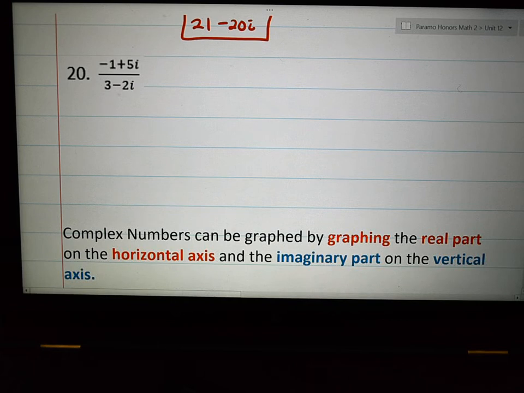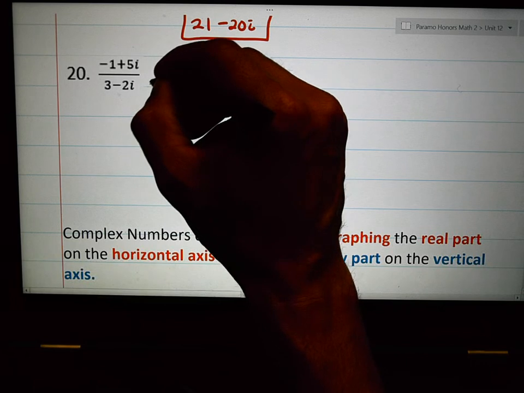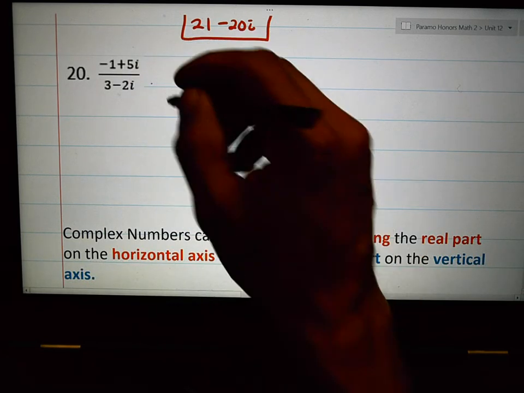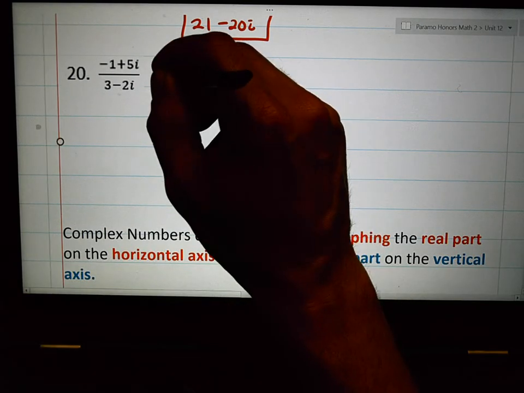And if you're not sure what the conjugate is in this problem, I'm going to do this for you. This is the same thing. Oh, I thought this was working. There we go.